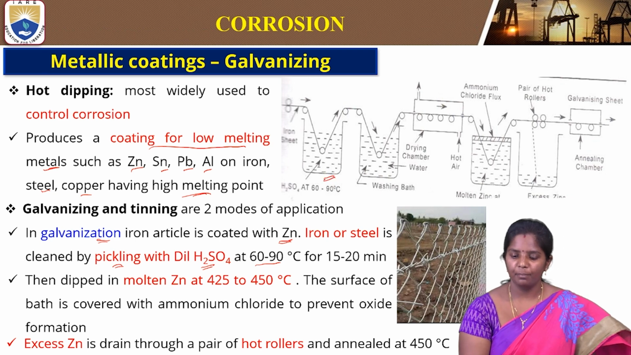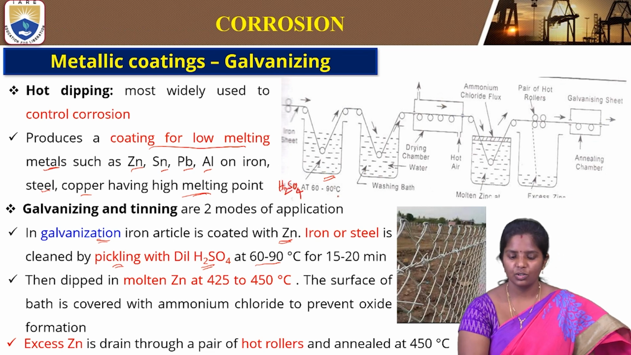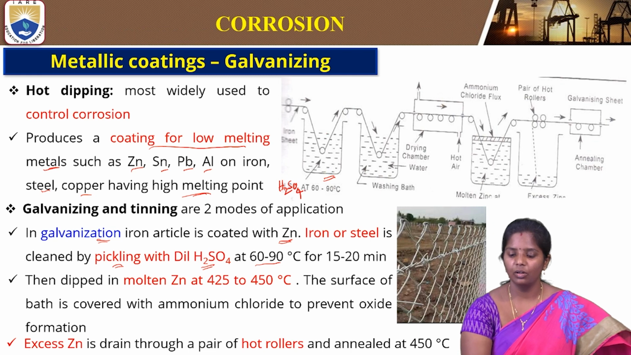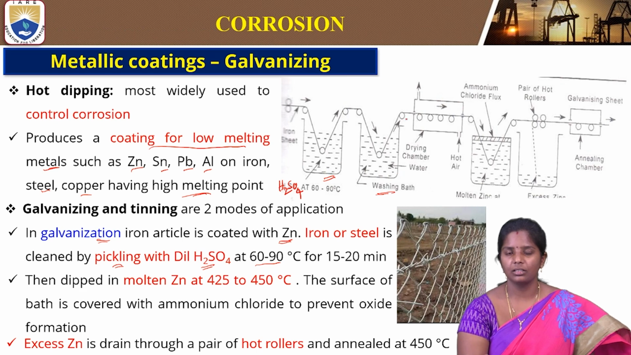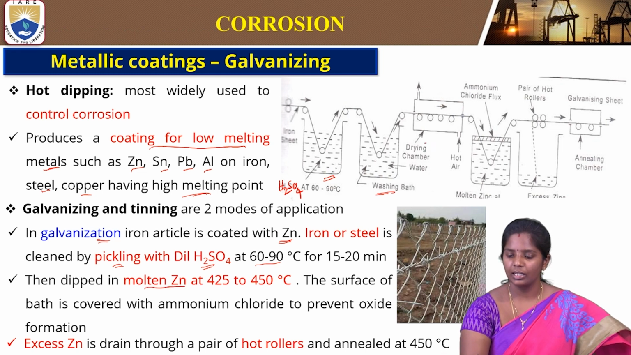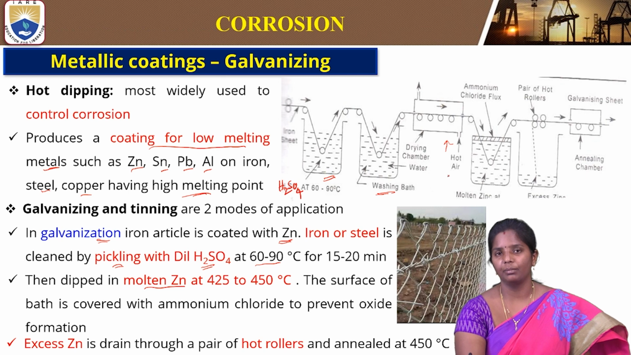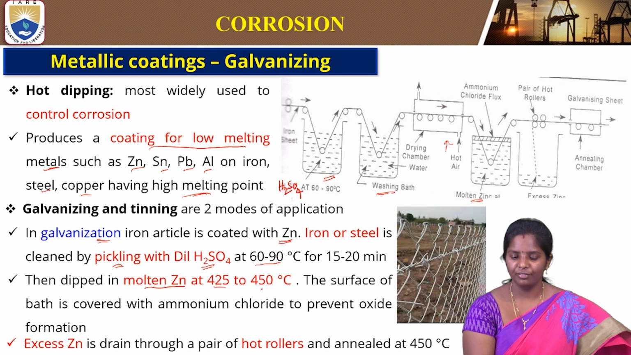So this is the bath having sulfuric acid, H2SO4, at 60 to 90 degrees. In this, the article, iron or steel, is dipped. It undergoes cleaning, the dust particles are removed, and then it is passed through a washing bath containing water, so that it rinses the steel. Then it is dipped in the molten zinc. So here is the molten zinc. Before that, it goes through the drying chamber, where we supply hot air, because when temperature increases, it will dry quickly. In hot air it gets dried and is again dipped into the molten zinc at 425 to 450 degrees centigrade.